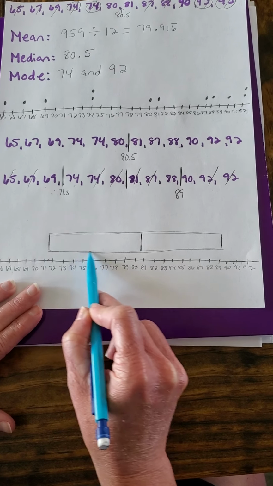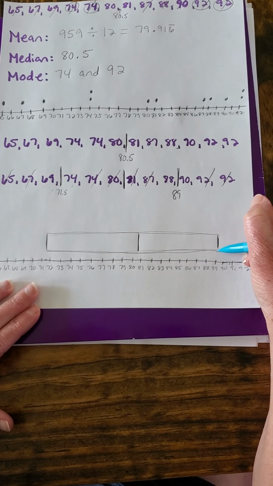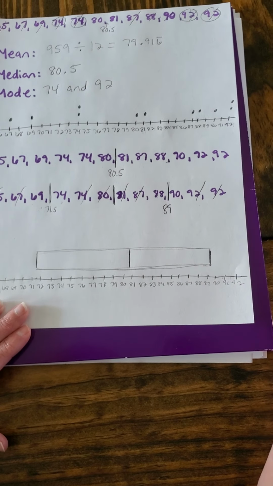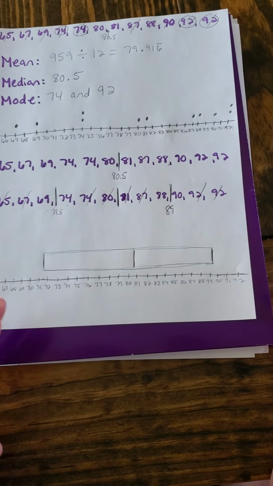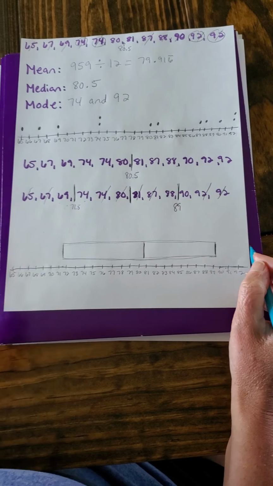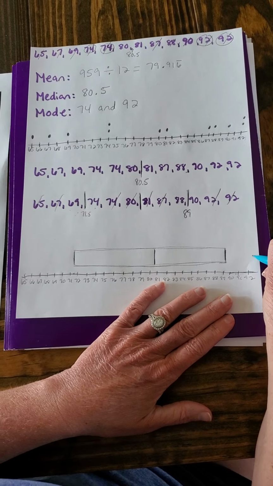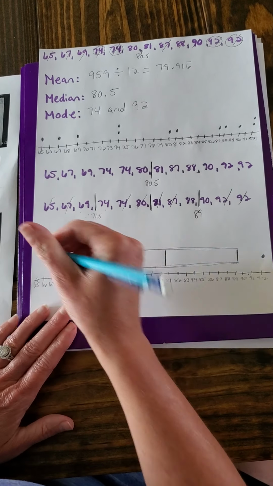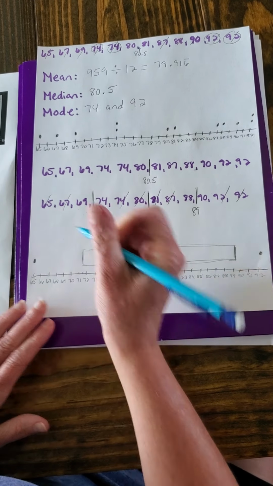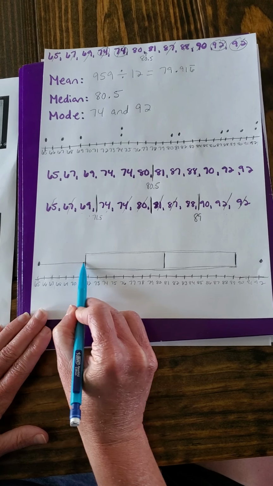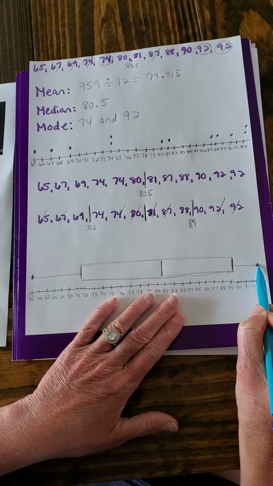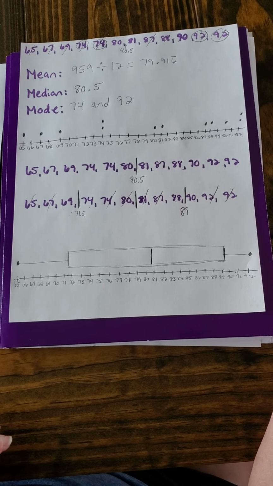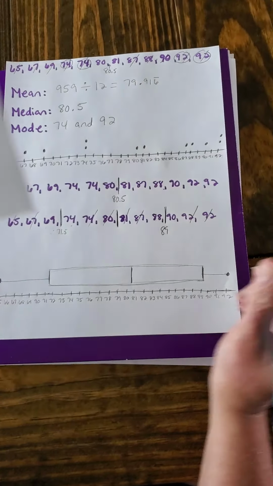And as Mr. Malone said in his video when he was doing Miami, your whiskers are just your highest temperature and your lowest temperature. So we're going to put a dot over here on 92 and a dot over here on 65, and we're just going to make our lines. Okay, now we are able to answer these last two questions.